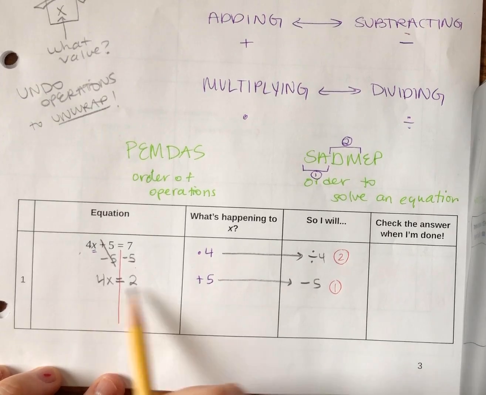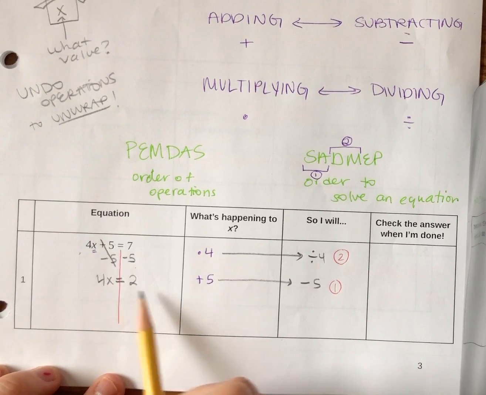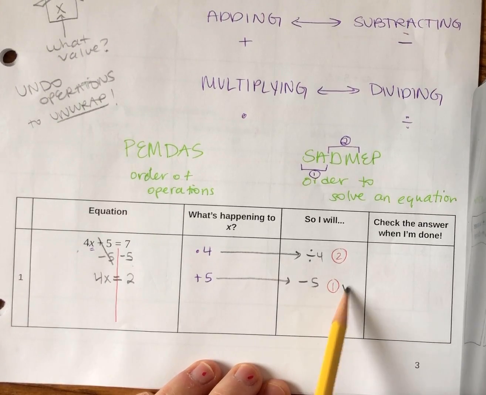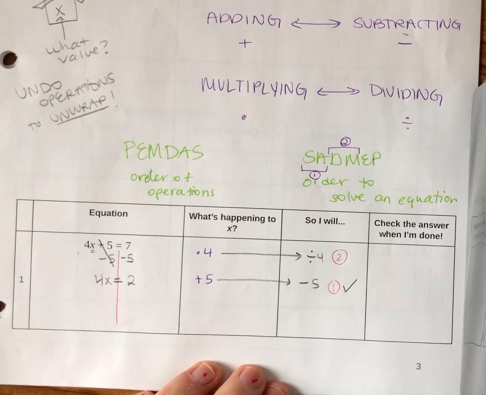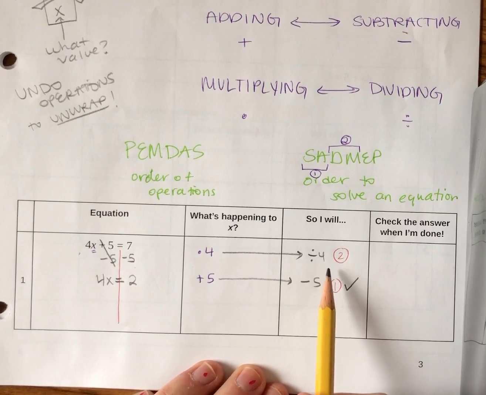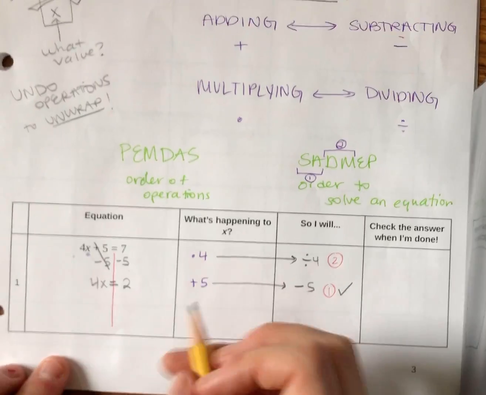I have simplified my equation here. Now I'm down to one term. So see, I've taken off the bow of that wrapping paper because I've completed that step. My next step is to divide by 4. So I'm going to divide both sides of my equation by 4.